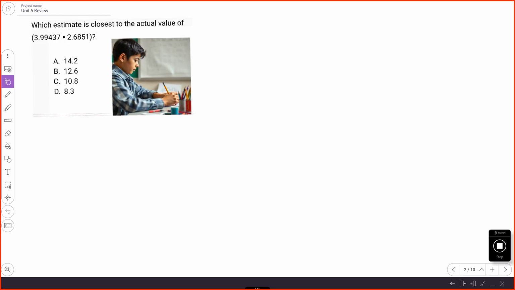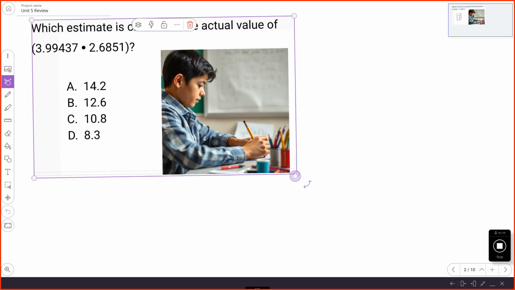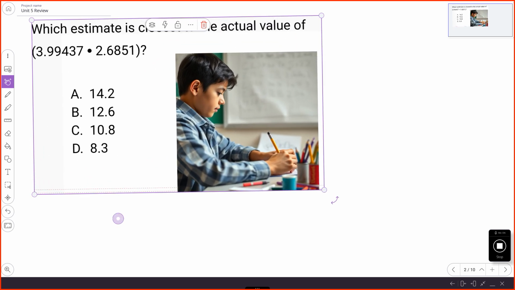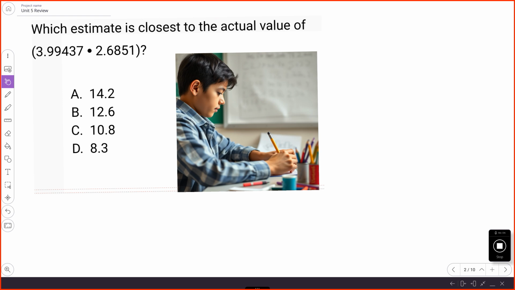Question number 2. All right. Which estimate is closest to the actual value? Now, I need you to really look at this carefully. Which estimate is the closest to the actual value? Now, they're trying to trick you. They're trying to trick you with this one. They're trying to figure out whether or not you really understand what estimating and closest mean.